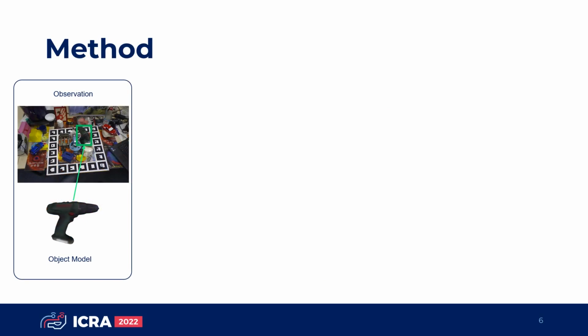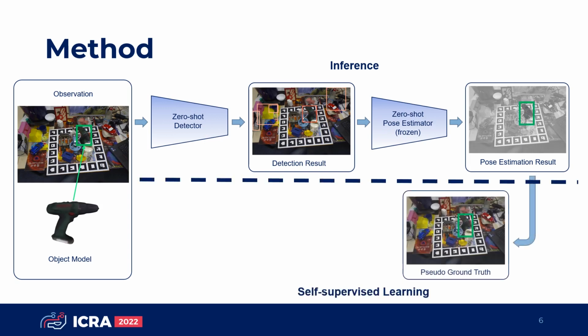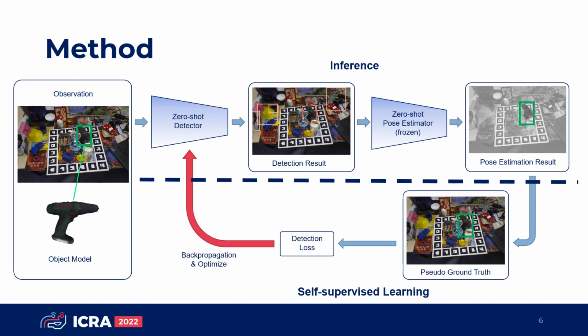Given the RGBD observations and the 3D object mesh model, we use the zero-shot network to detect the object and estimate its pose. Our method then converts the pose estimates to detection bounding boxes and treats them as ground truth detections with which it can fine-tune the detection network.